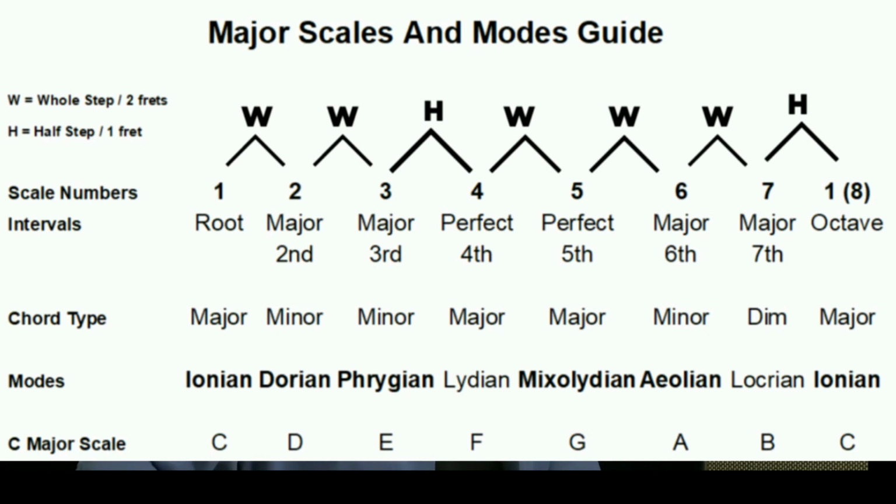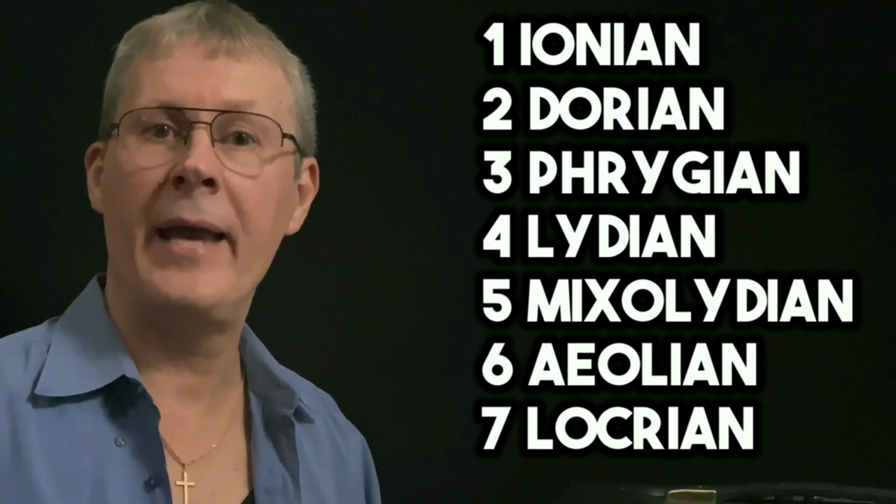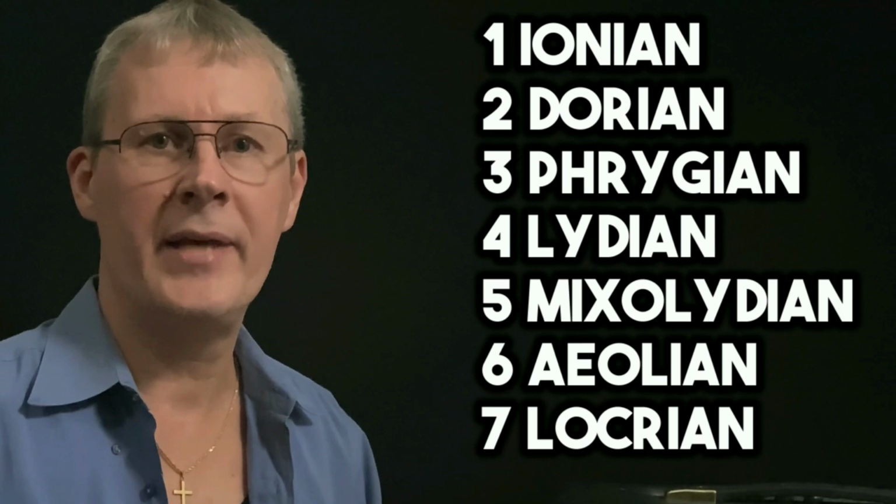The half steps in any major scale are between 3 and 4, which for the key of C is E and F. Then between 7 and 1, or your octave, which for the key of C is B and C. Notice how that same formula applies to each of the other major scales I have listed here. As you can see, each number has an interval, a chord type, and a mode associated with it. No need to worry about trying to memorize all the mode names at first, as that will come in time.